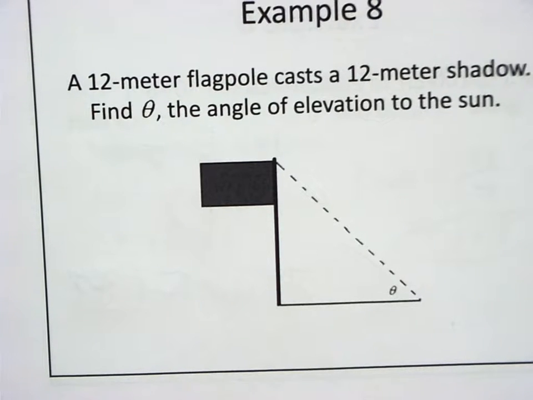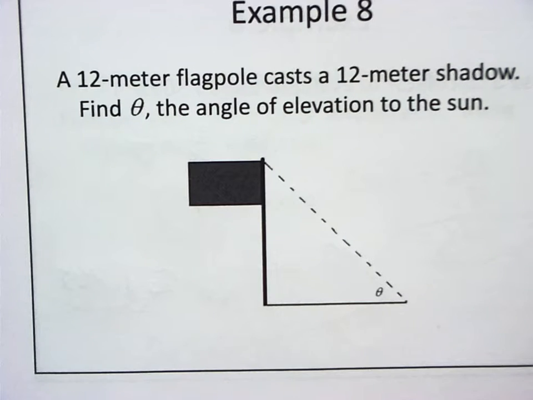Here they're still giving you a little bit of information in the diagram, but not as much. A 12-meter flagpole casts a 12-meter shadow. Find theta. Well, where's the angle of elevation, first off? They give it to you as theta there. What if I ask for an angle of depression instead? Where would that be?